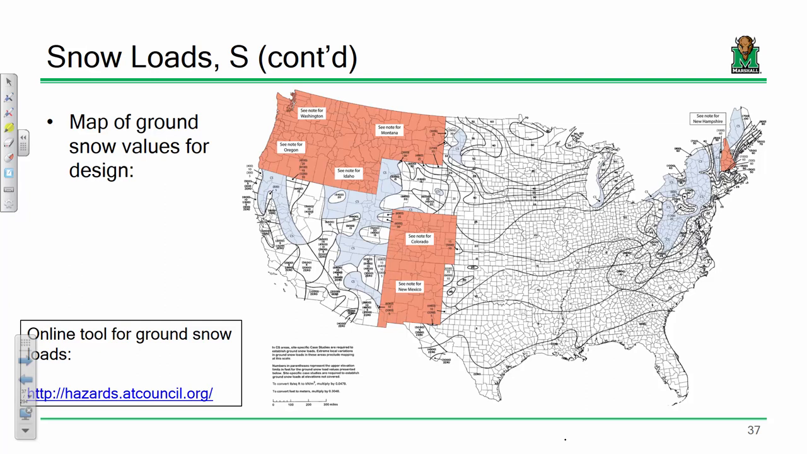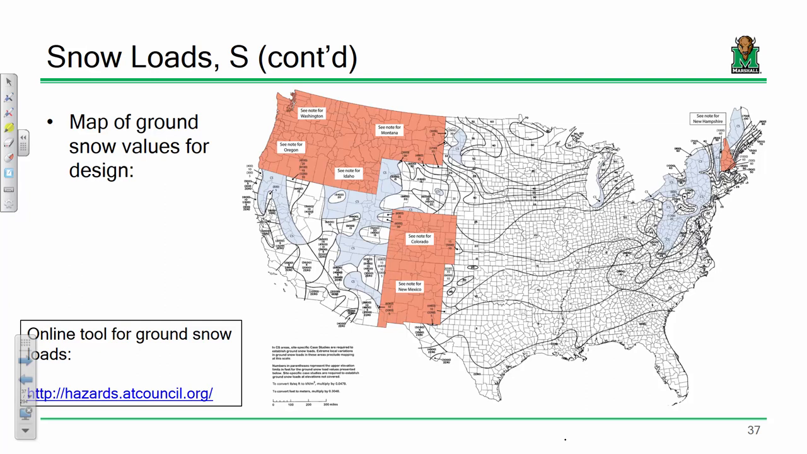There is one state in the United States that has a snow map all on its own. What state do you think that is? What state in the United States would have its own dedicated snow map? Alaska. Yeah, so there you go. Here's where we're at. But because of how complicated this map is, the idea is why don't we just collect this and digitize it? And that's what we have here.